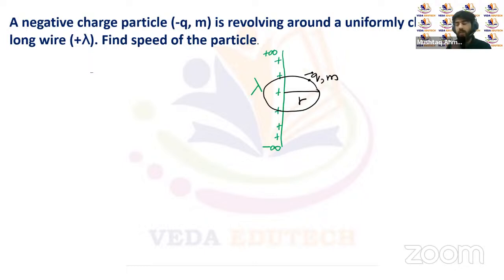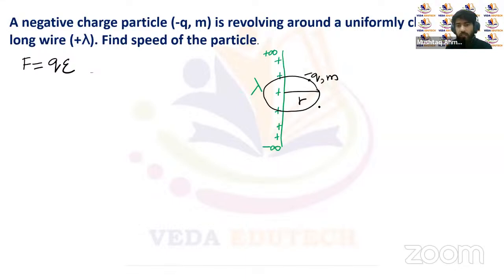Now, this necessary force required for the motion of this charge in a circular path, that's what we call a centripetal force. And this necessary centripetal force for this charge minus q is provided by the electrostatic force of attraction between the line charge and the charge q. So the electrostatic force of attraction here will be the charge q multiplied with the electric field at this point.